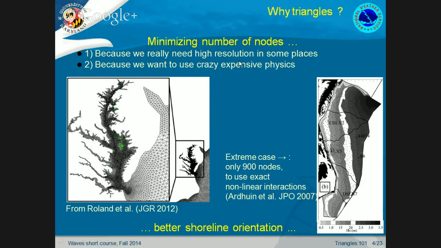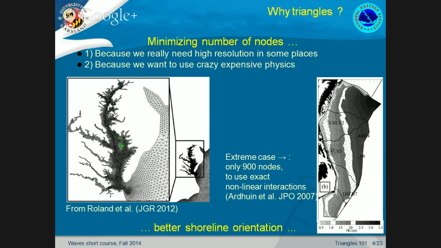Another reason you may want to use triangles is to minimize as much as possible the number of nodes by adapting the resolution to the wave field gradient. And this is one extreme case here. There was a paper we did some time ago using only 900 nodes, so it's a very small grid. Yesterday, the one we ran was 12,000 nodes, to give you an idea. But I was running that with exact node interactions, which are 300 times slower than the DIA calculation. So you can afford the exact calculations on this kind of small grid because it has very few nodes.